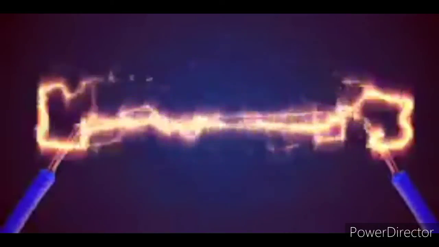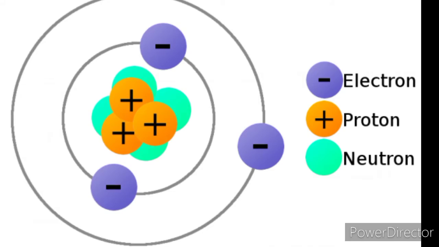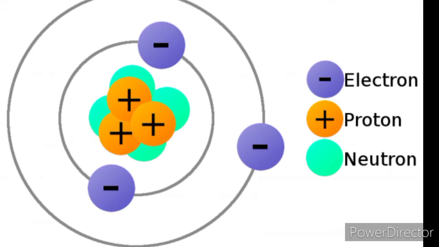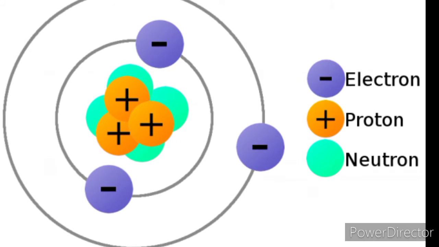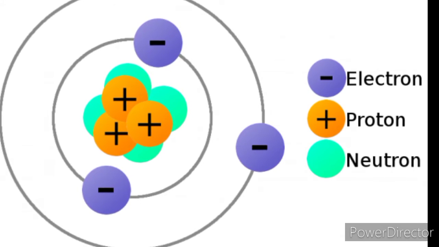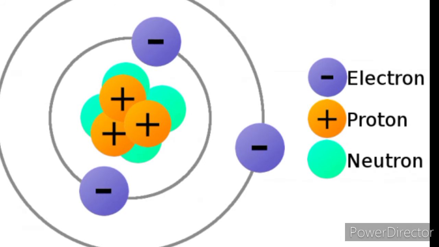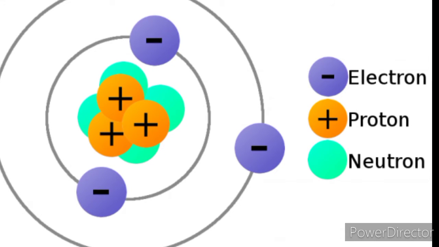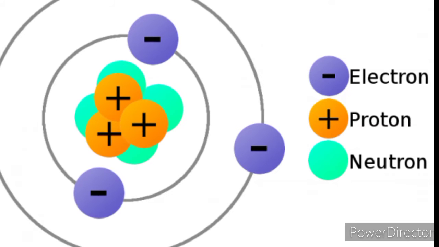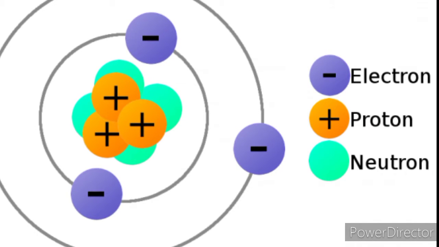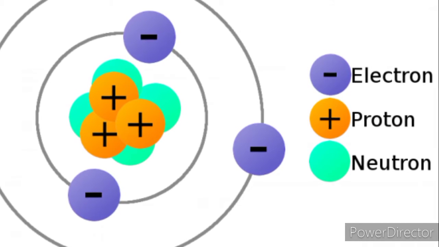Remember, we talk about the atom. Now you need to know that the atom contains three important particles, which are the electron, the proton, and the neutron. The electron is negatively charged, while the proton is positively charged, and the neutron does not have any charge.